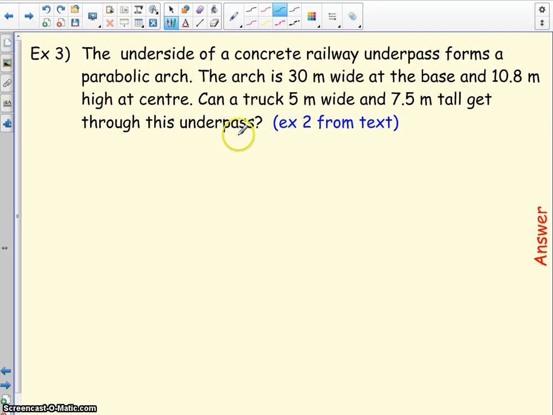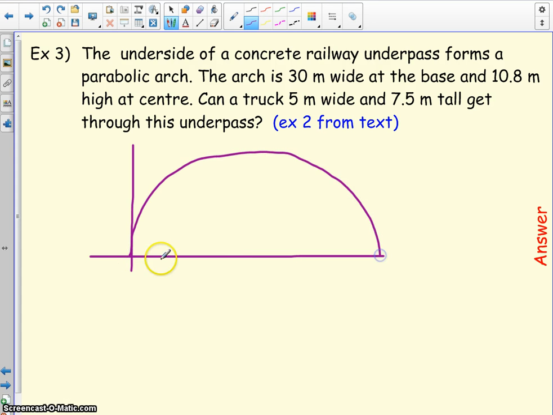Now we're going to assume here the truck can drive down the middle, so what I'm going to have you do is create a sketch of this. So let's again make this sketch. Again, where I put the arch doesn't matter. I could center it around the y-axis like I did last time. I could start it at 0. Maybe just for a change of pace I'll start it at 0, just so we can see how it works both ways. So it's 30 meters wide. It's going to start at 0 and end at 30 meters. Okay, and it's 10.8 meters high in the center. Well, the center happens 15 meters away. Okay, that's 10.8 meters high. So that gives me my vertex. X equals 15, y equals 10.8.